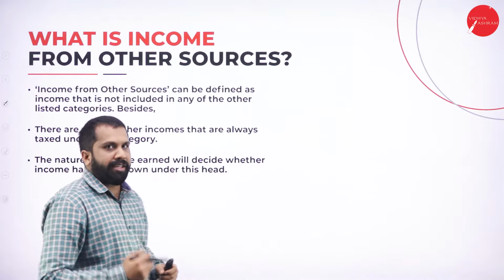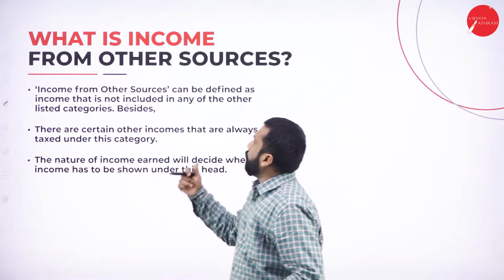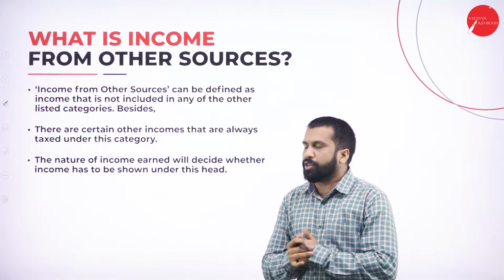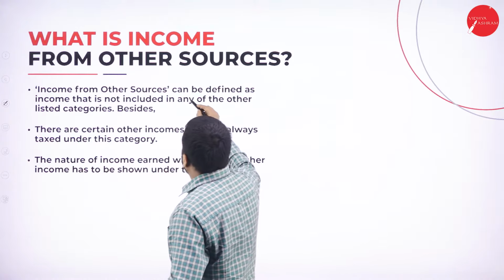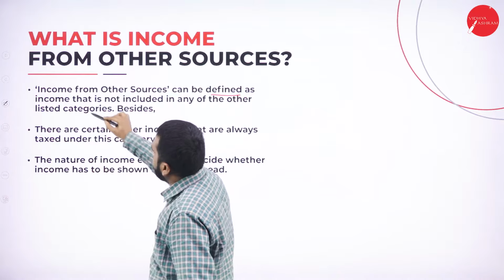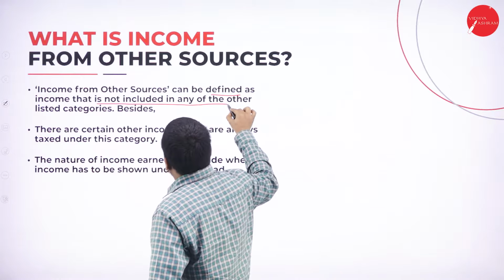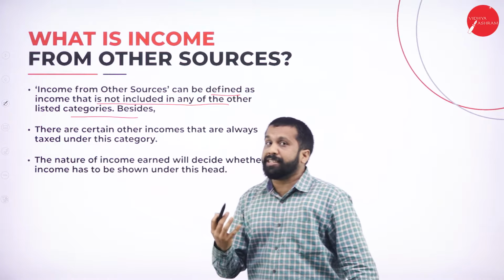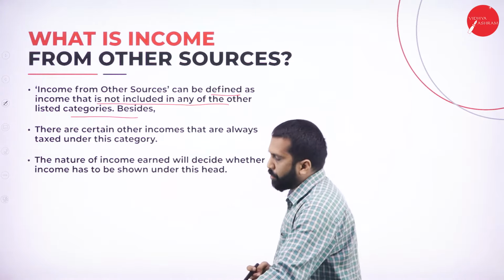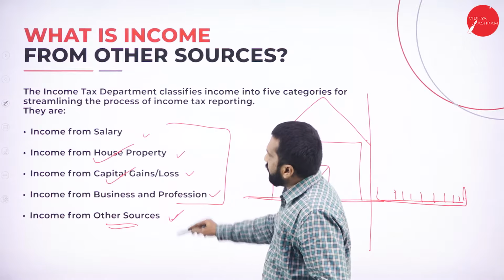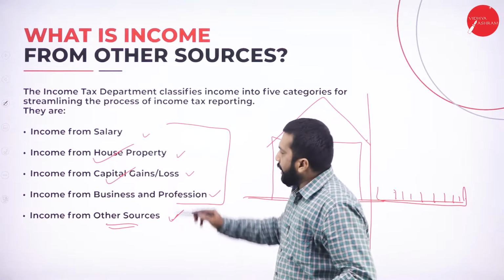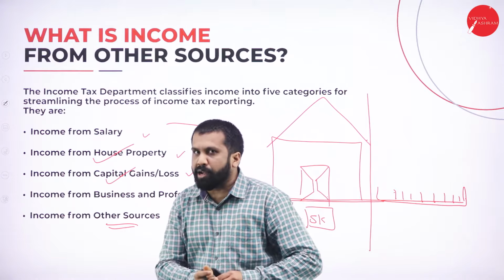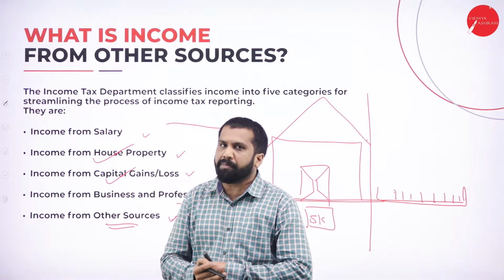Now, we'll go to the next topic, income from other source. We have a continuation. Income from other source can be defined as income that is not included in any of the other listed categories. What are those listed categories? I'll go back. These are the listed categories. Other than these four listed categories, whatever is left out, we call it income from other source.